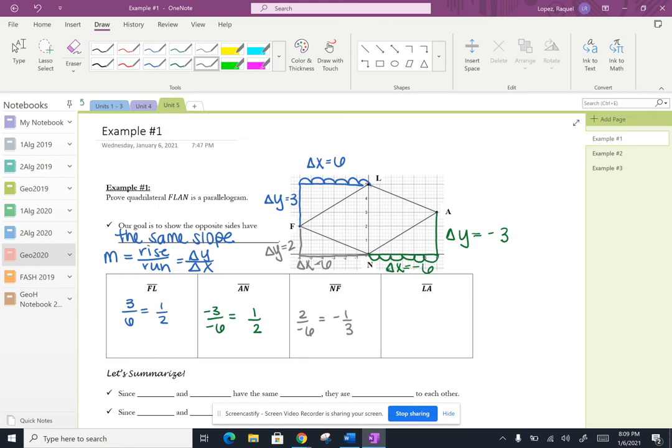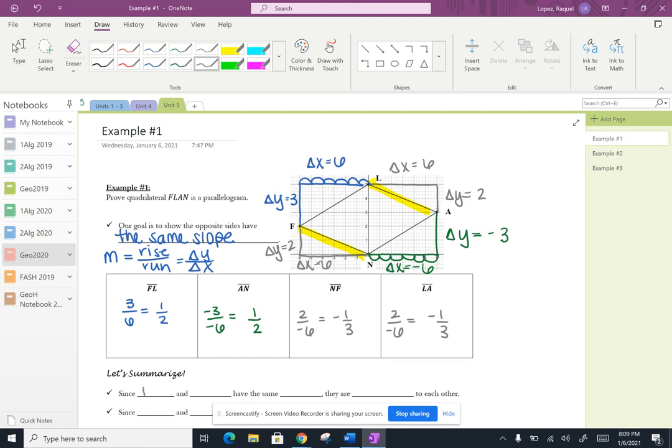Okay, now let's do LA. Let's find again our change in y and our change in x. Our change in y over here is going to be 2. Change in x is going to be 6. So my slope for LA is 2 over -6 because again, to get from A to L, I went over to the left. And if you look at that graph, both of these lines are going down. So I know the slope also has to be negative. So this slope is going to be -1/3.